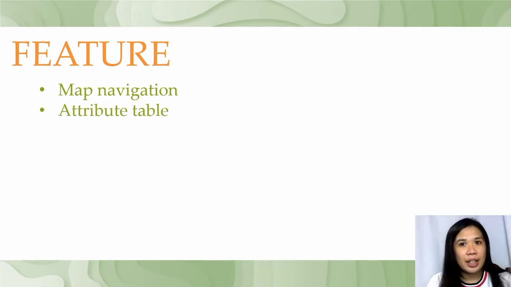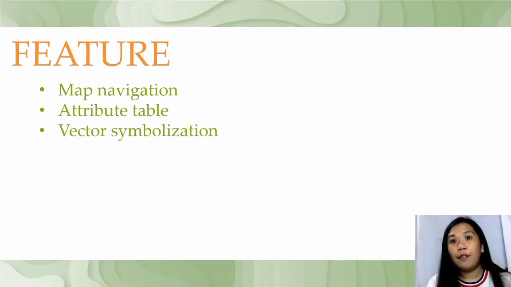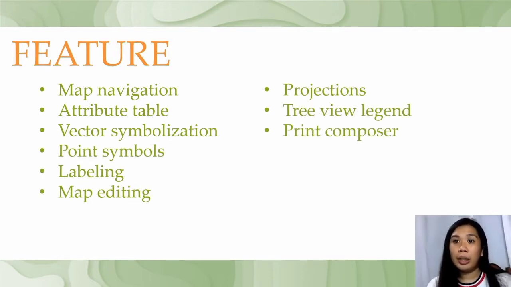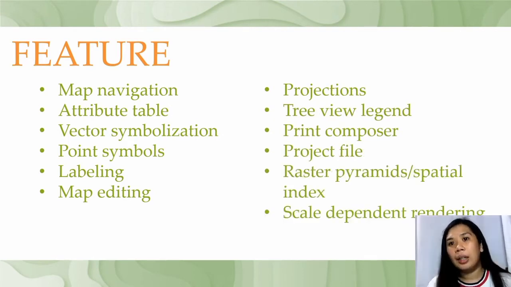The main features of QGIS were map navigation, attribute table, vector symbolization, point symbols, labeling, map editing, projections, tree view legend, print composer, project file, raster pyramids or spatial index, and scale dependent rendering.